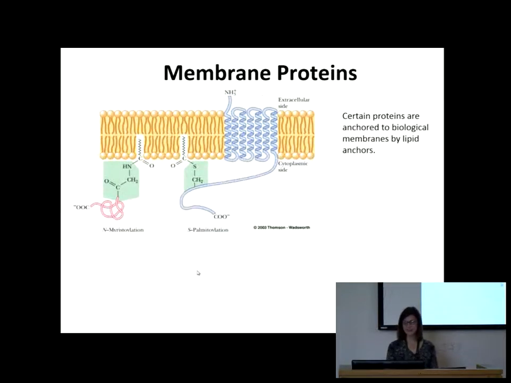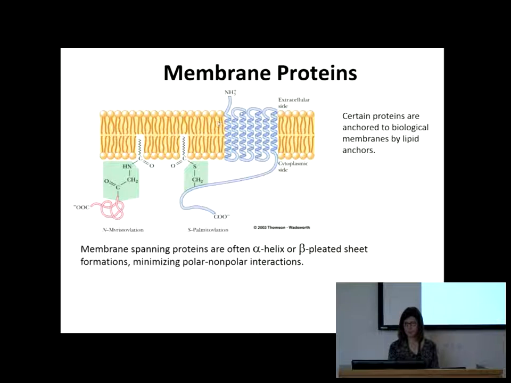This is crazy stuff. Look at this. This is an example of a membrane protein that would span it, often alpha helix or beta sheet, that would minimize the polar to nonpolar interaction. So wherever it's polar is going to be away from the membrane, and wherever it's nonpolar, it's going to be close to the membrane.